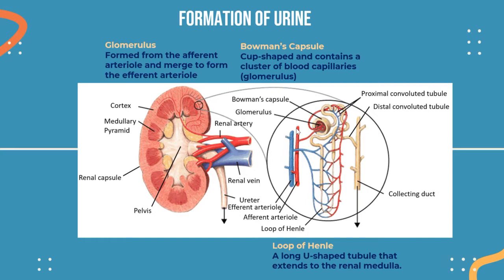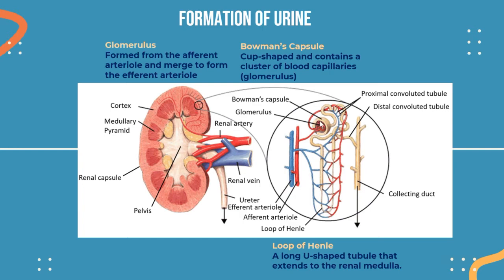Before that, we go to this vessel. This is referred to as the afferent arteriole, which comes from the renal artery. A for afferent. Then this one is referred to as the efferent arteriole. Yes, the blue one.